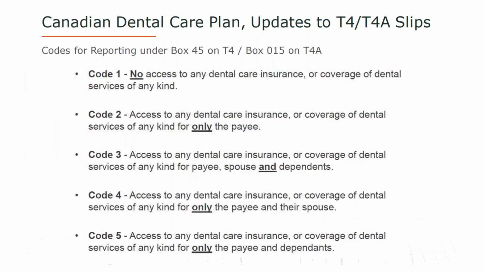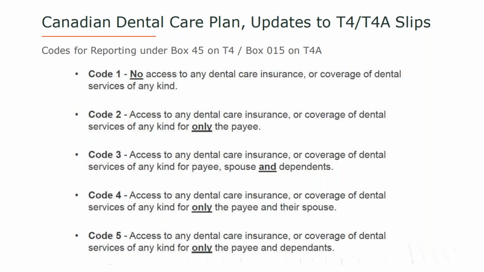So here are the codes that you're going to be selecting. There are 5 codes to choose from. These codes are both going to be accessed for box 45 on the T4 or box 015 on the T4A. Code 1 stands for the employee having no access to any dental care insurance or coverage of dental services of any kind. And I know everybody on this call, the poll was that 100% of you do offer it. So that means that you will have to populate that information.